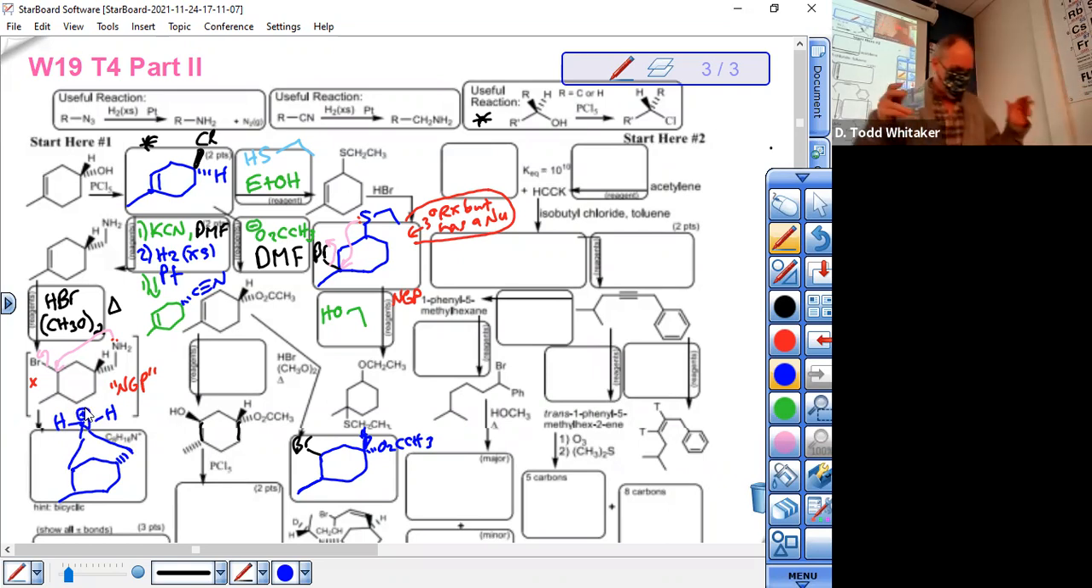It's in quotes NGP because this is the end. The ring is the end. It doesn't pop open because it's not a strained ring. It looks a little strained, but its ring size is 5, isn't it? 1, 2, 3, 4, 5. That's not a bad ring. I know, this is hard. I agree.